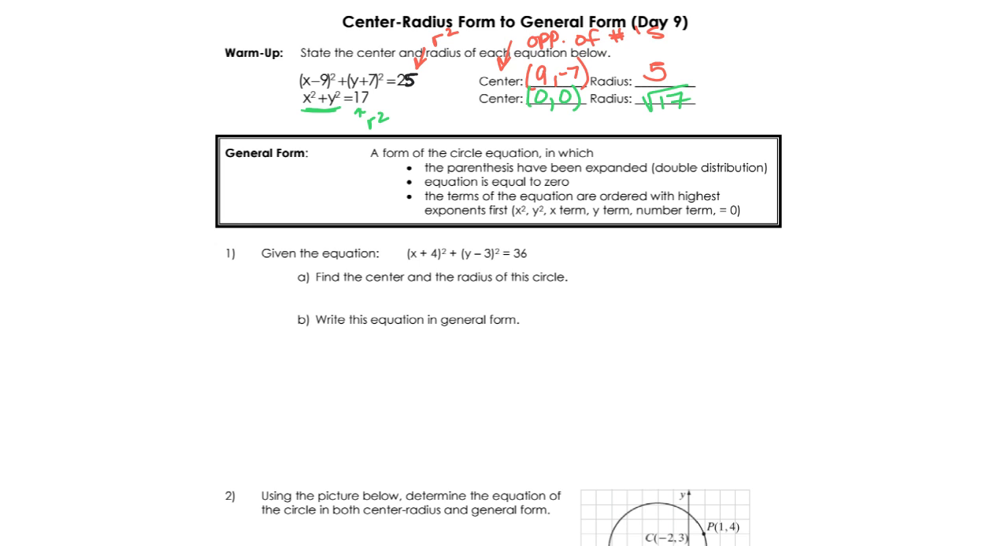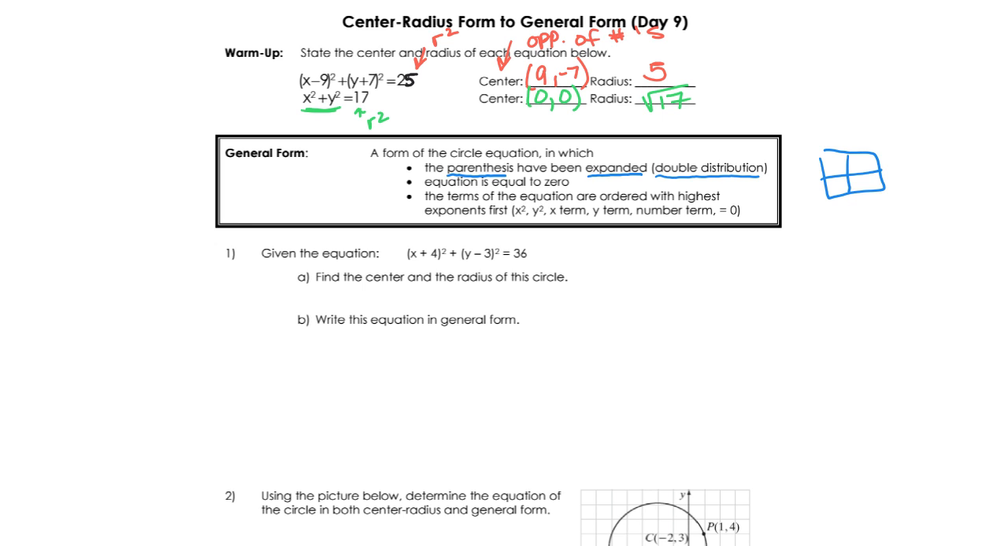Okay. All right. So now we're going to talk about general form. General form is a form of the circle equation in which the parentheses have been expanded. All right. So remember that it's a set of parentheses all squared. And so we're going to write them out twice. And we're going to go ahead and either use the little area box model off to the side, or if you are okay with rainbows, we can go ahead and do the rainbows to show our double distribution.